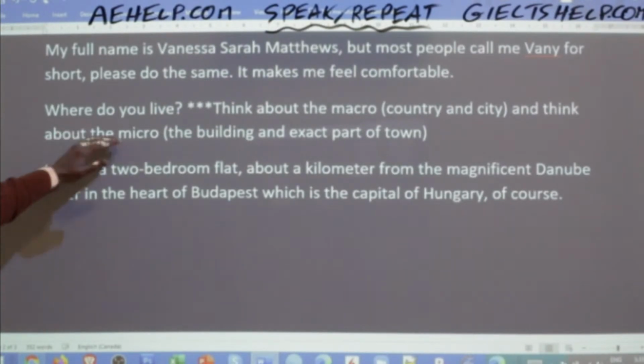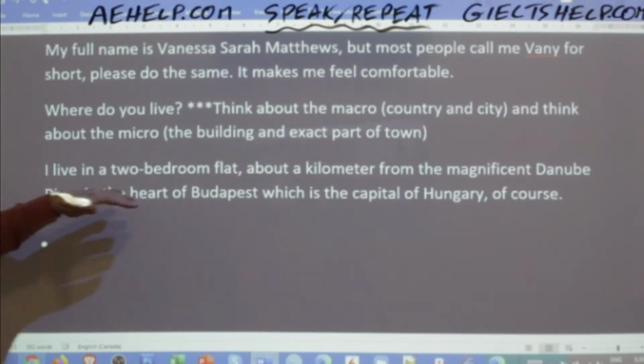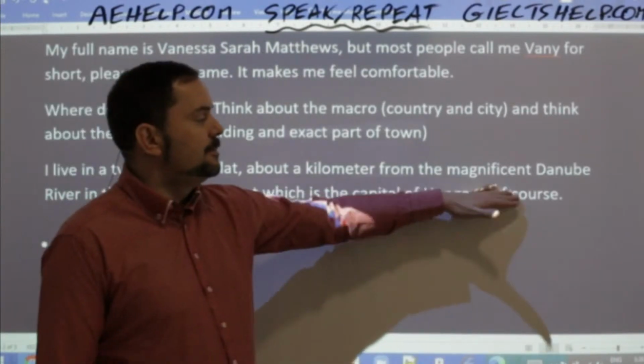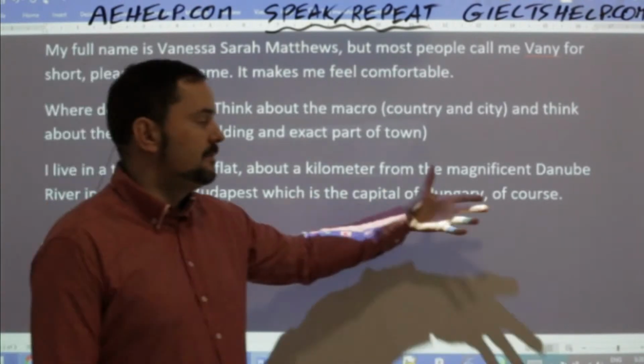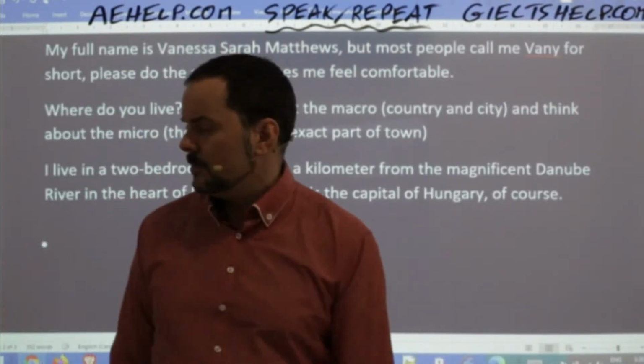Repeat after me. Where do you live? I live in a 2-bedroom flat about 1 kilometer from the magnificent Danube River in the heart of Budapest, which is the capital of Hungary, of course. Okay.